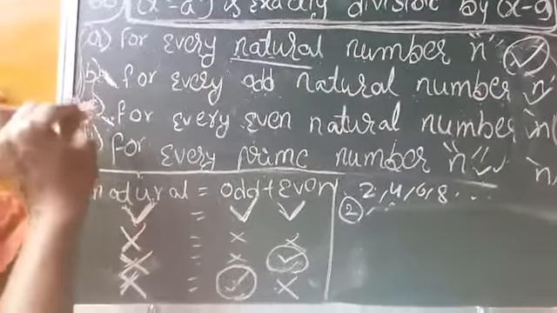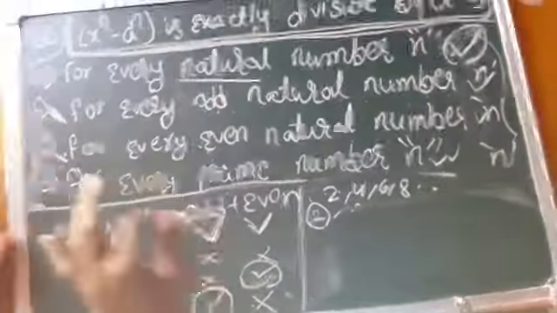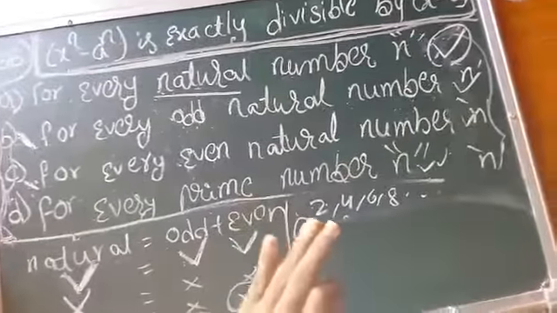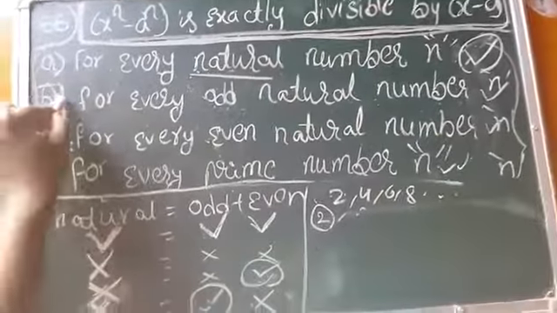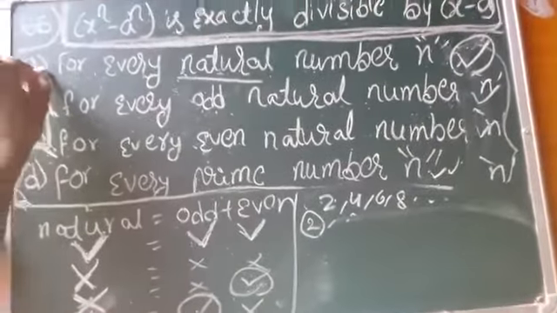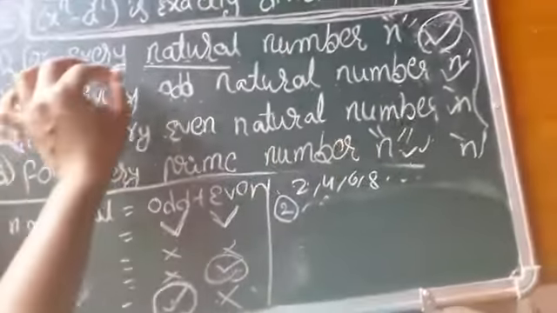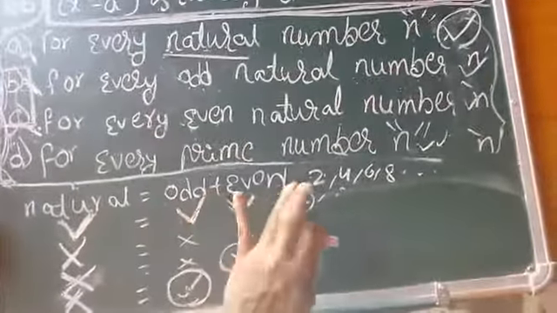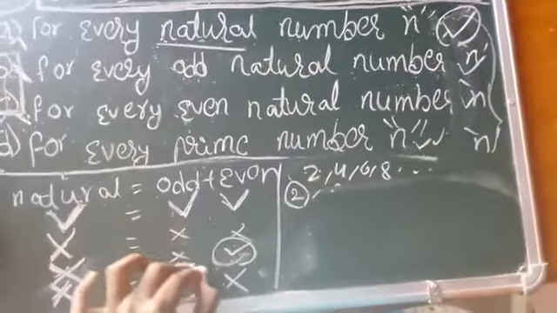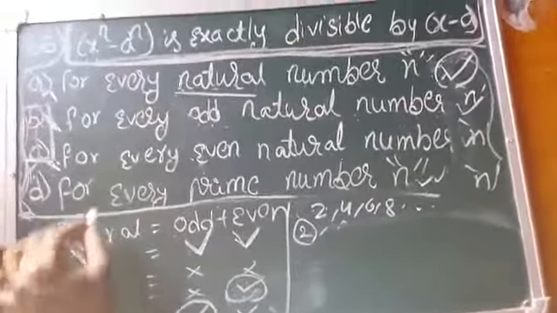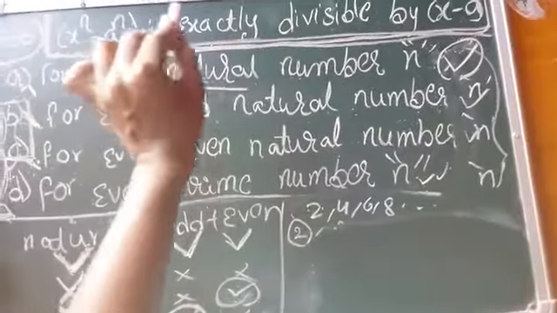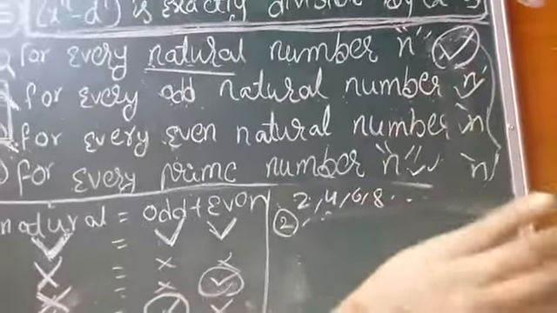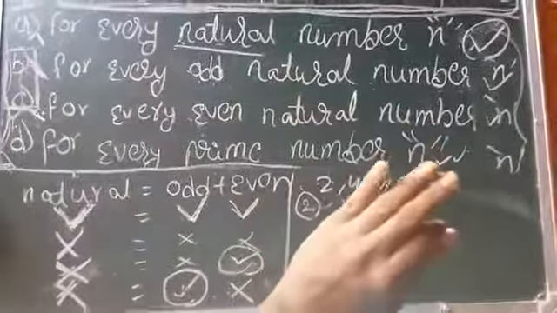So finally we got that both option B and option C are correct. Since we got that two options are correct, absolutely the first answer should be correct, because natural numbers are the combination of odd numbers and even numbers. It is satisfying both conditions, so we have to select only one option, that is the first option, for every natural number n. Finally, we conclude that x power n minus a power n is exactly divisible by x minus a when n is a natural number.